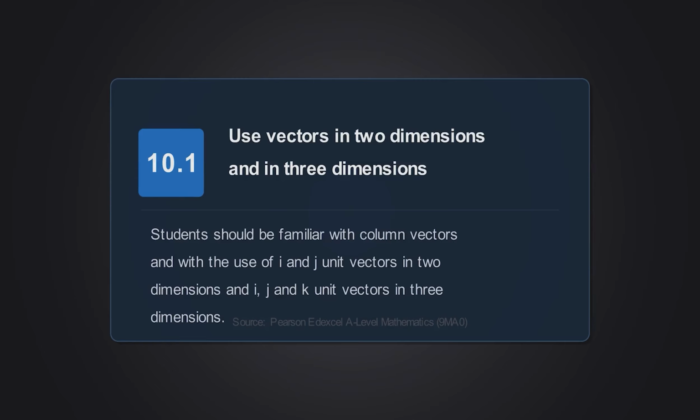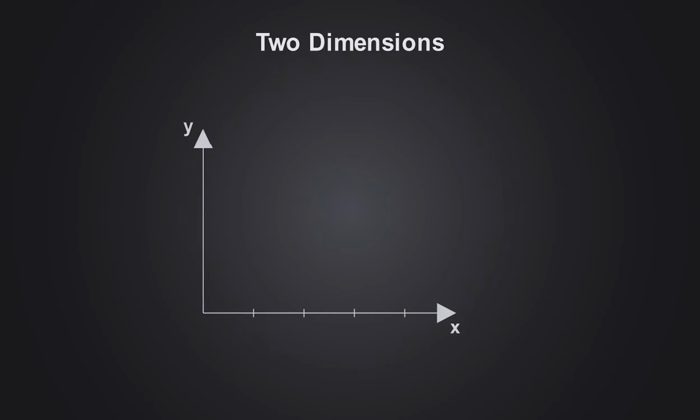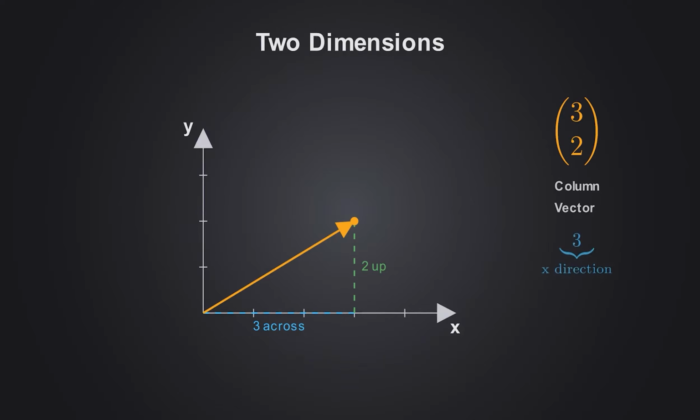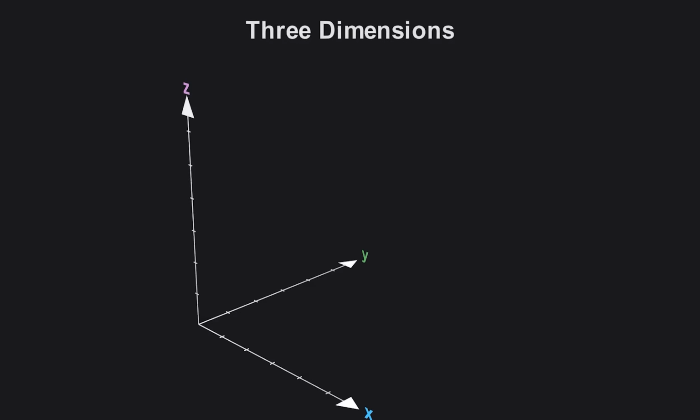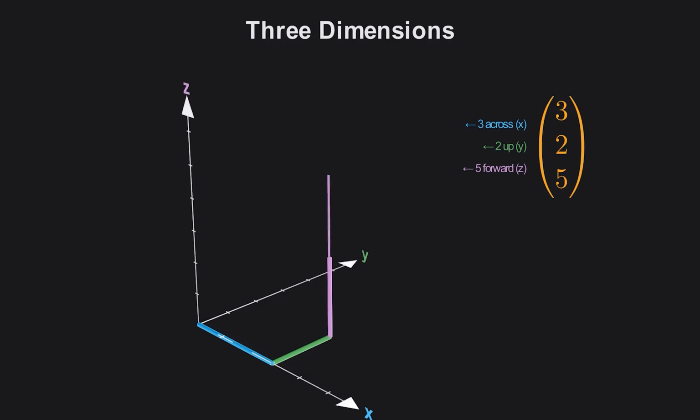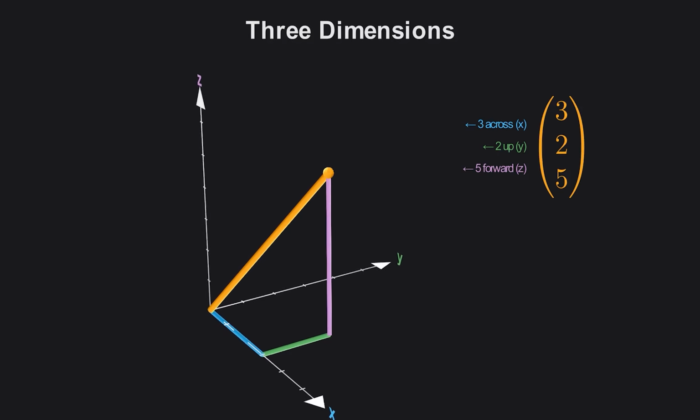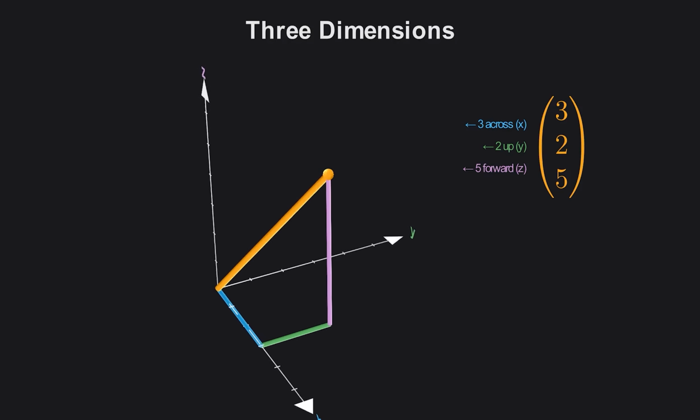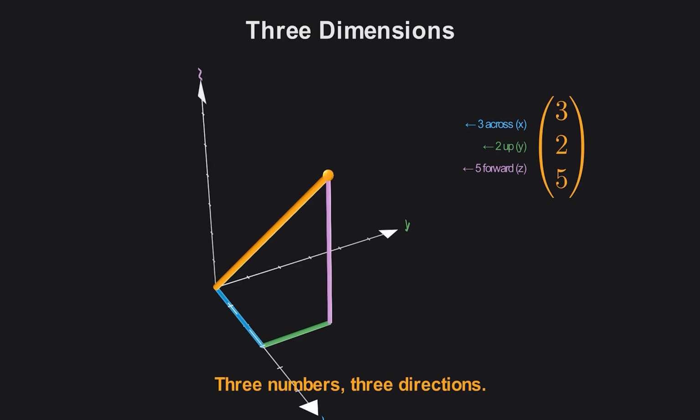So here's how all that connects in plain English. A vector in 2 dimensions is just 2 numbers stacked on top of each other. The top number is how far you move in the x direction, and the bottom number is how far you move in the y direction. That's a column vector. 3 over 2 means go 3 across, 2 up. In 3 dimensions, it's basically the same thing, except now you've got a third number underneath for how far you move in the z direction. Across, up, forward. 3 numbers, 3 directions.